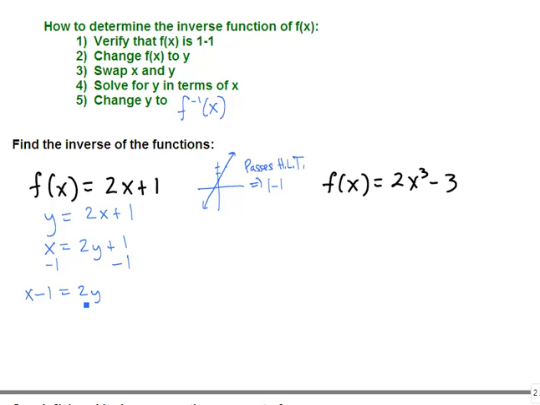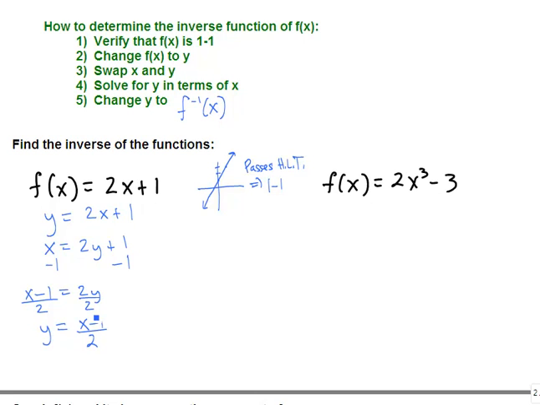And then to solve for y further, we could divide by 2. Now you can divide the whole left side by 2, or you could divide x over 2 minus 1 over 2. You could do it separately. So I'm going to turn this around here and put the y first. y is x minus 1 all over 2.